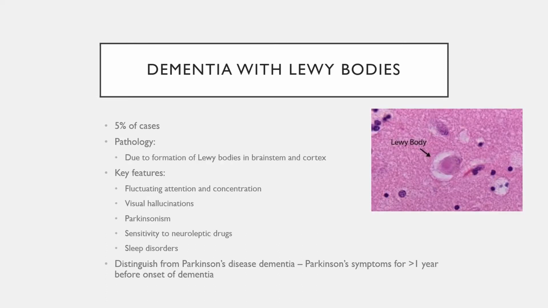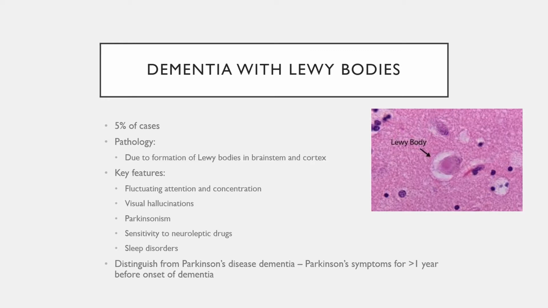The next most common dementia is dementia with Lewy bodies. This accounts for around 5% of cases, and it's due to the formation of Lewy bodies in the brainstem and cortex. Key features of dementia with Lewy bodies, as opposed to other forms of dementia, are fluctuating attention and concentration, visual hallucinations, Parkinsonism, sensitivity to neuroleptic drugs, so neuroleptic drugs should be avoided in dementia with Lewy bodies, and disordered sleep, so people can become very rapidly sleepy and they're more awake and struggle to sleep during the night time.